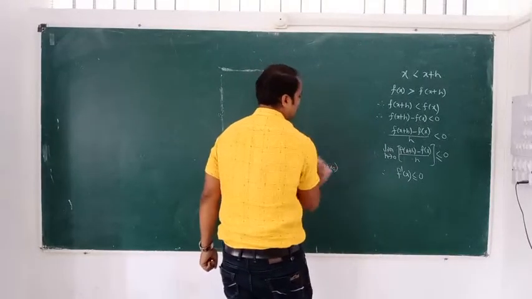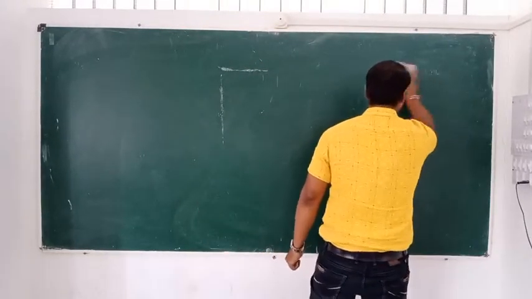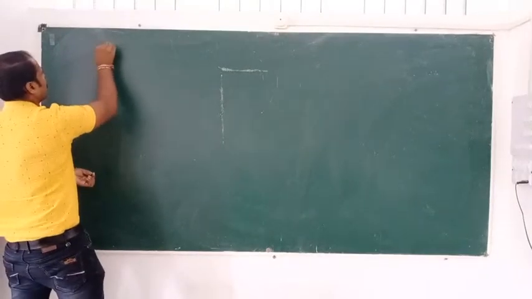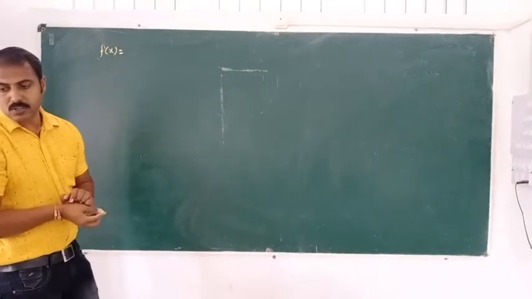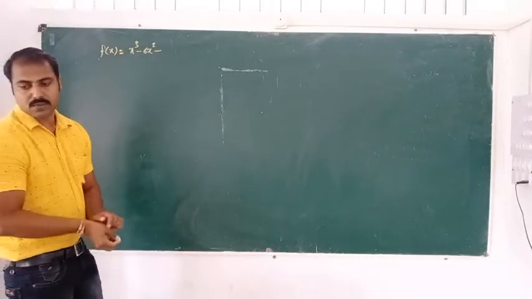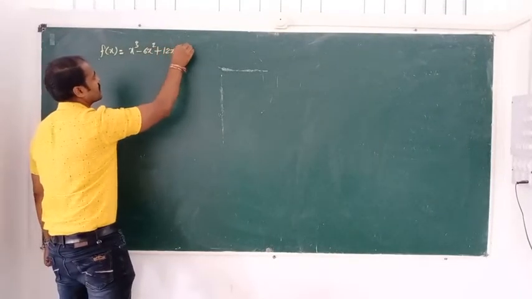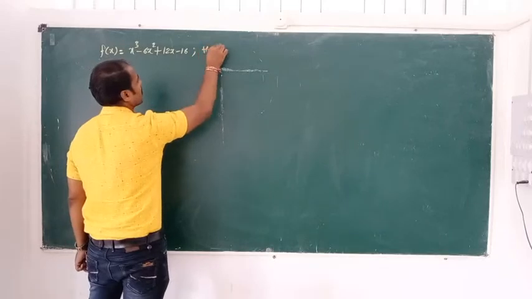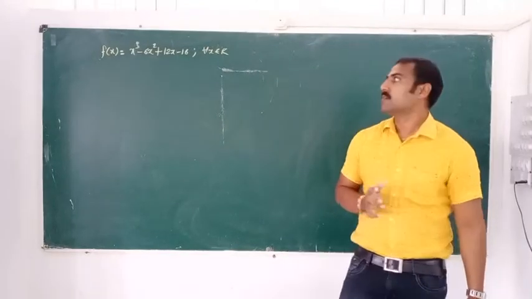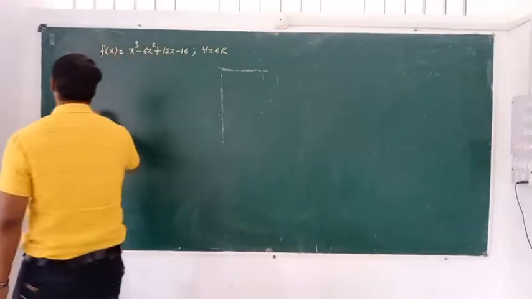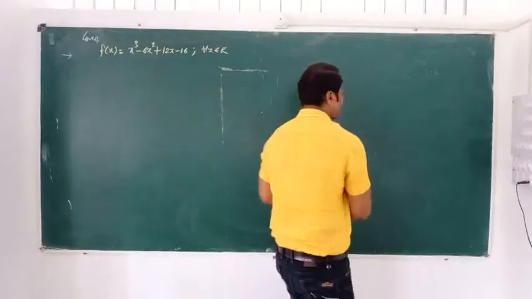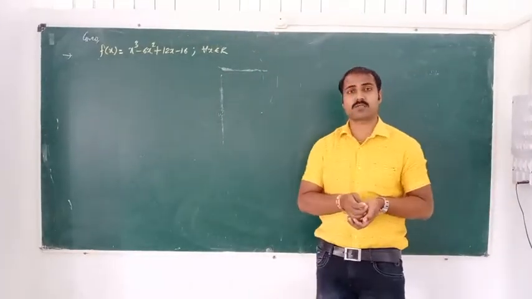check whether the function is increasing or decreasing, where f of x is equal to x cube minus 6x square plus 12x minus 16 for all x belongs to R. Means we have to check whether the function is increasing or decreasing. For that, I can write here in the solution: given f of x is equal to x cube minus 6x square plus 12x minus 16 for all x belongs to R.